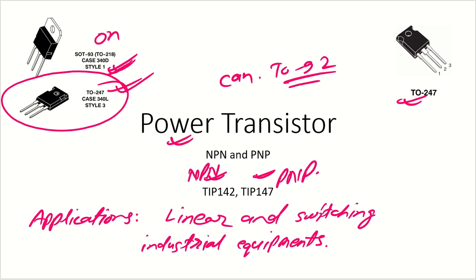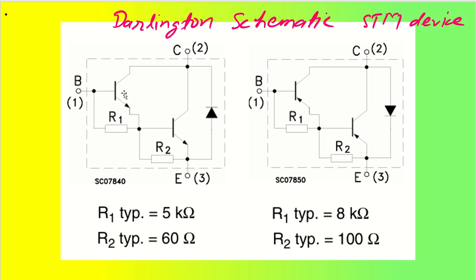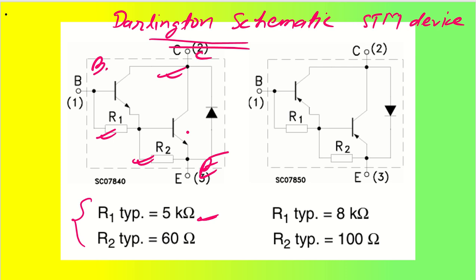So let's see the internal schematic that is generally followed by power transistors. As you can see, one of the devices I have taken from STMicroelectronics, and in that it is Darlington configuration. As you can see we have collector, base, emitter and base. You can see one transistor is followed by another transistor, and there are two integrated resistors R1 and R2. Their values are 5 kilo ohm and 60 ohms. So this is NPN type.